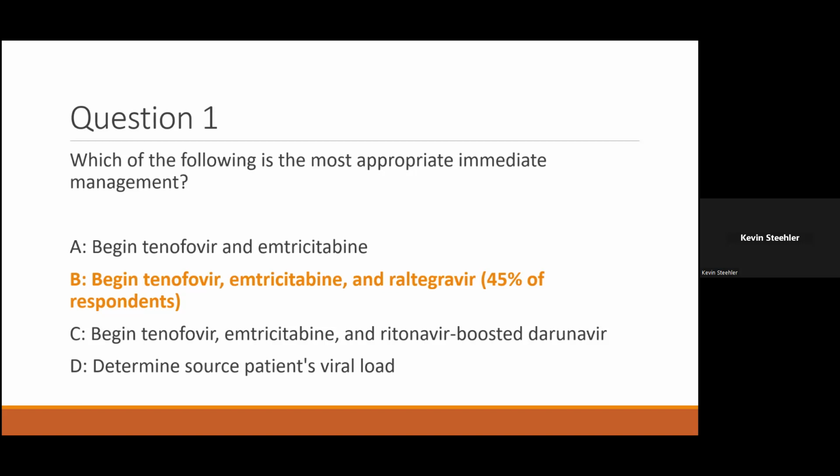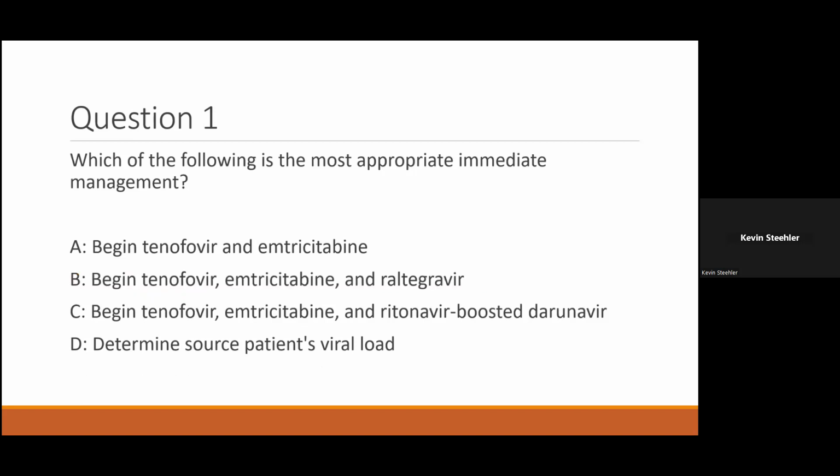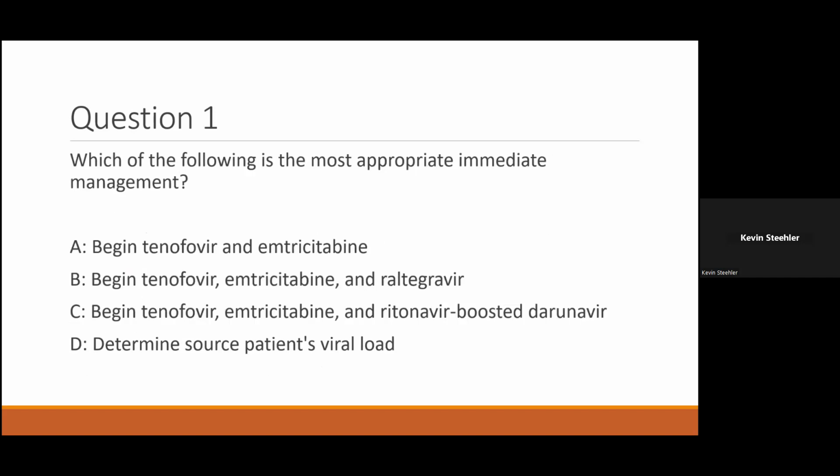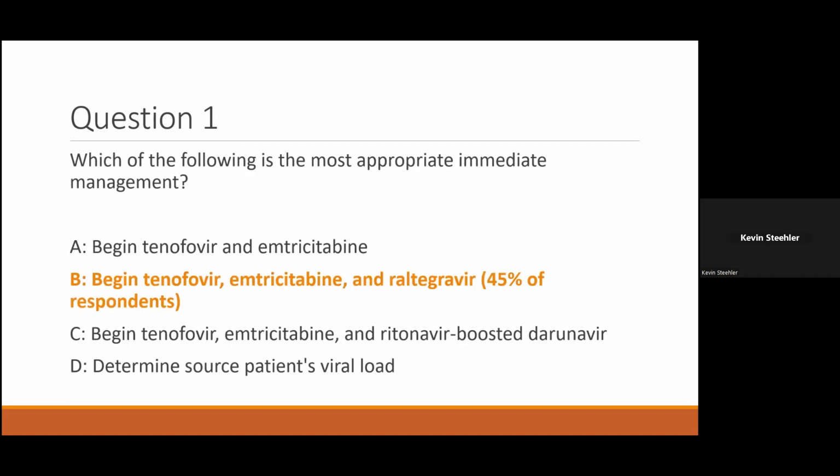I thought, maybe for a second, if they're undetectable, maybe we could not put them on PEP. But actually, U equals U isn't studied. We don't really know for bloodborne. U equals U specifically is for sexual exposure. So determining the source patient's viral load, while helpful information, and maybe could tell you that it's probably lower risk, you still would want to start PEP.